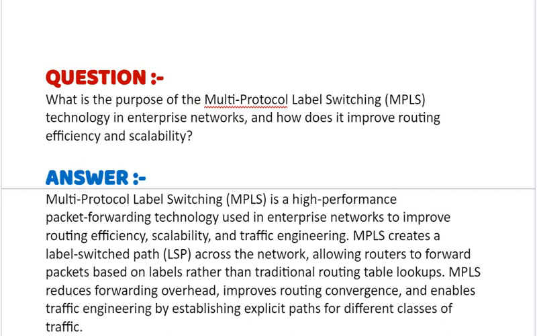MPLS creates a label switched path (LSP) across the network, allowing routers to forward packets based on labels rather than traditional routing table lookups. MPLS reduces forwarding overhead, improves routing convergence, and enables traffic engineering by establishing explicit paths for different classes of traffic.